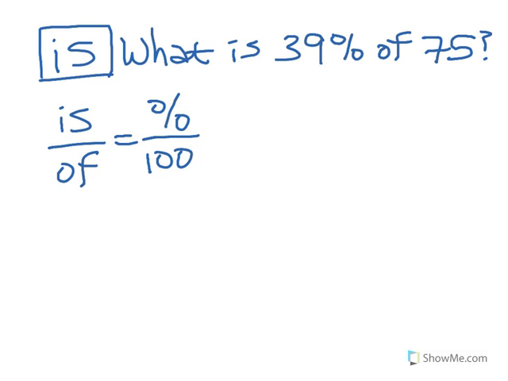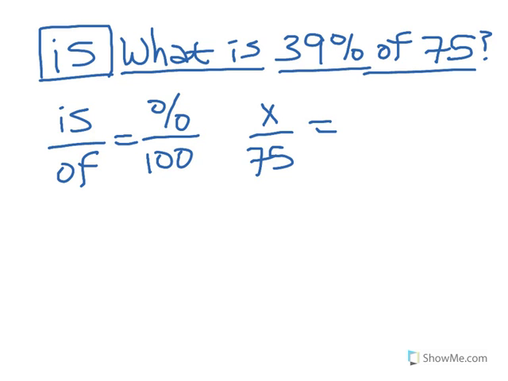What number is associated with "is"? Well, as we knew from the beginning, the "is" number is missing. We'll use x to represent it. What's the "of" number? Well, the "of" number is the object of the preposition "of." That's 75. And the percent number is pretty easy to find. It's right there with the percent sign. So the other ratio is 39 to 100.